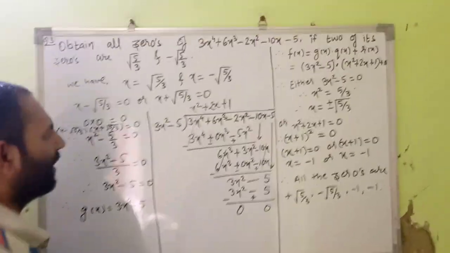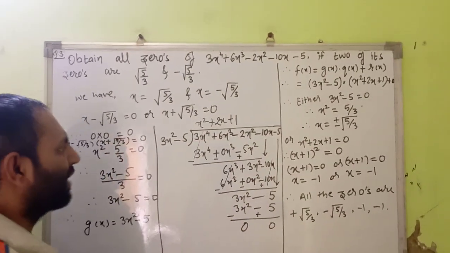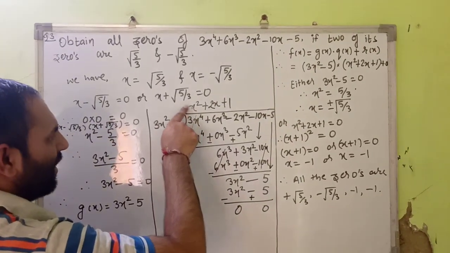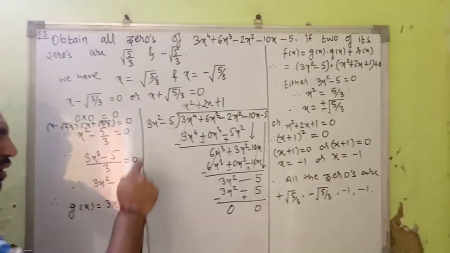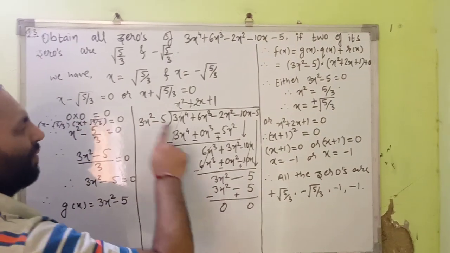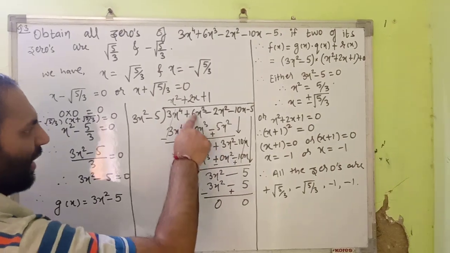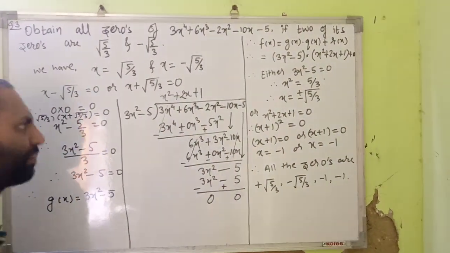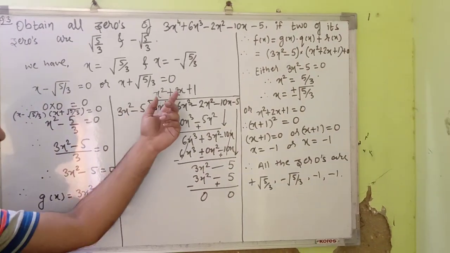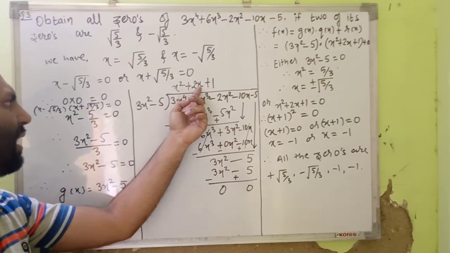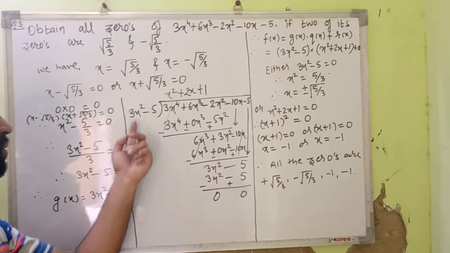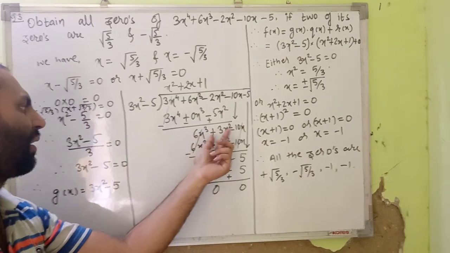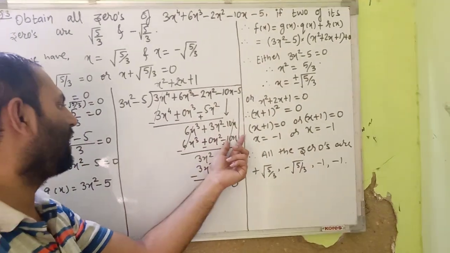It is very simple. I have to eliminate first 3x to the power of 4. So I am multiplying here with x square into 3x square minus 5, 3x to the power 4 minus 5x square. Again the x cube term is missing, so I am writing here 0x cube. Then now use this 2x. 2 into 3, 6x cube, 2x into minus 5, this will be minus 10x.